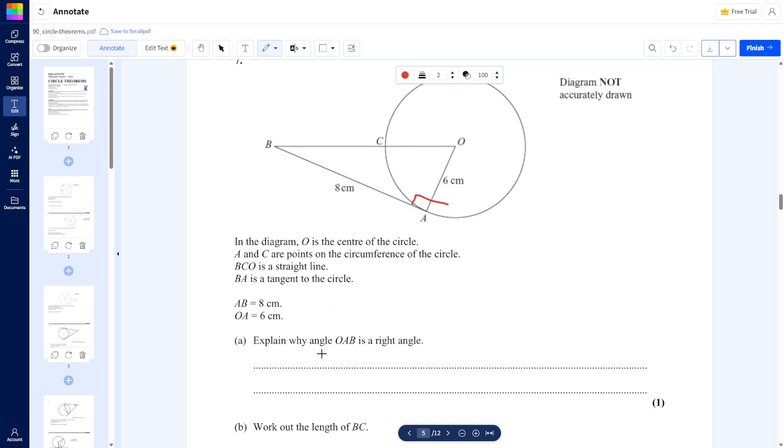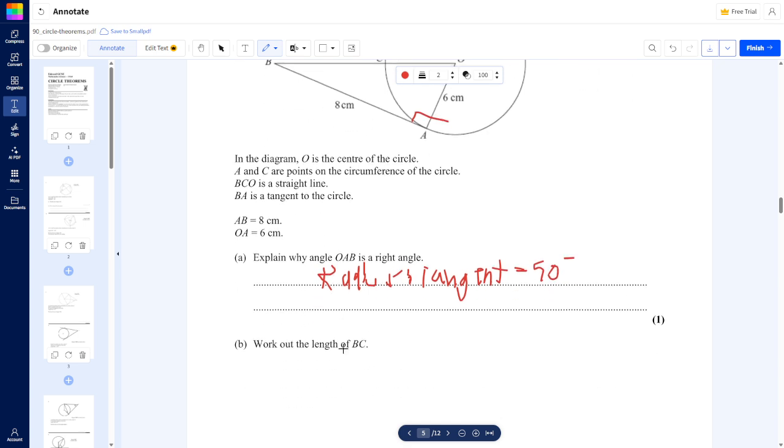That's very simple, because the angle between a radius and a tangent equals 90 degrees. Work out the length of BC.